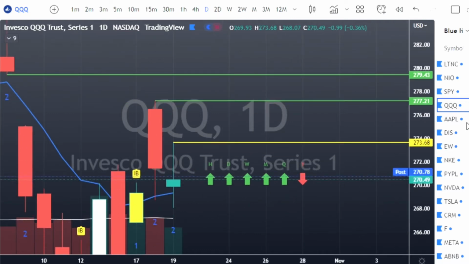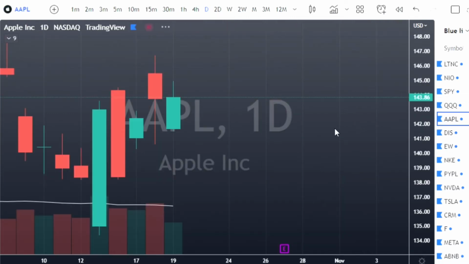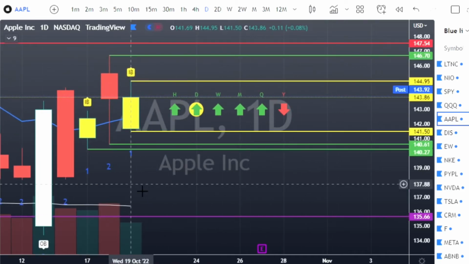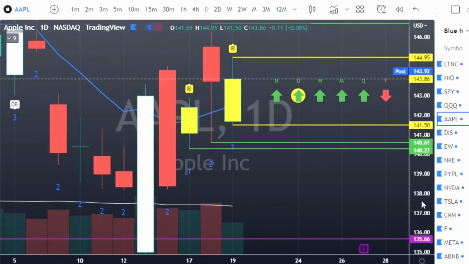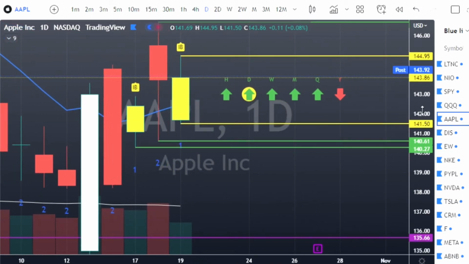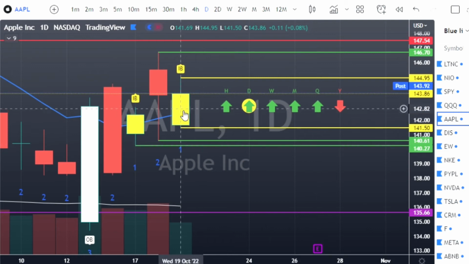let's move on to Apple, AAPL. One of the members in the Griswold Trading Discord said he was only looking at Apple, and if it didn't trigger, he wasn't taking it. So Apple has an inside bar, painted yellow with the Griswold Strat indicator.